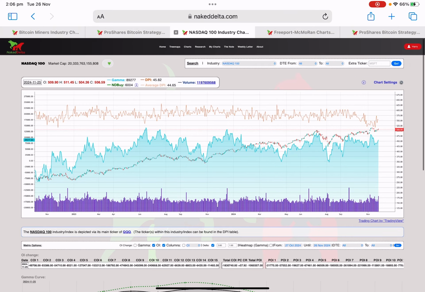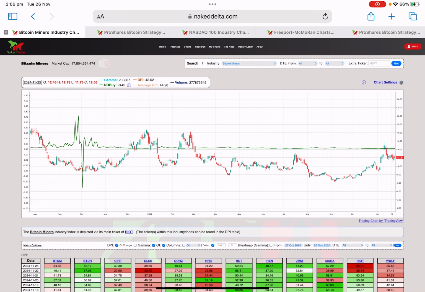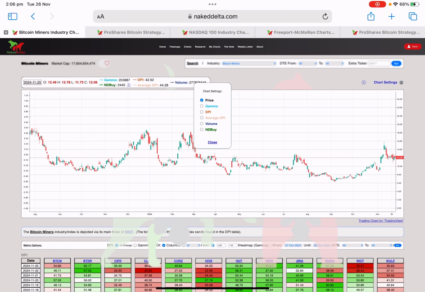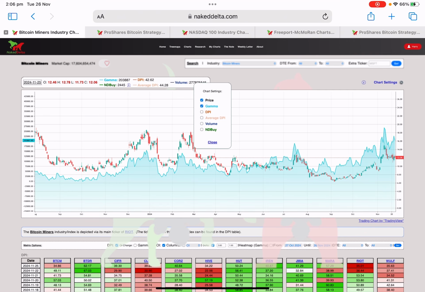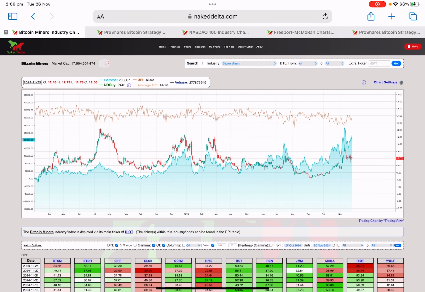So if we were wanting to look at one, let's have a look. We'll go to this one here. This is the Bitcoin miners. We just pull up the bits that we want. We want to see the gamma and we want to see the DPI. All right, and that's all within chart settings. And down the bottom here, you can see the different tickers that make that up.